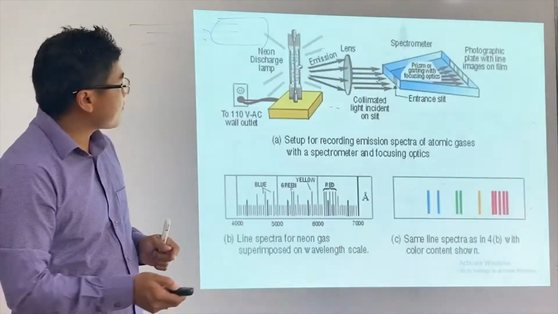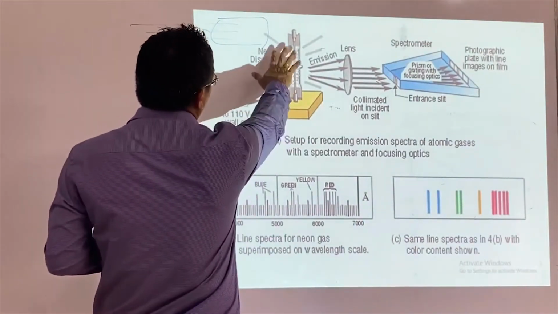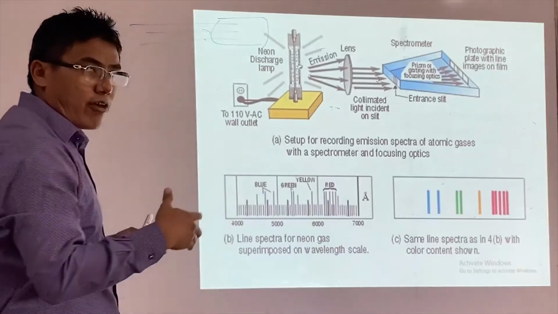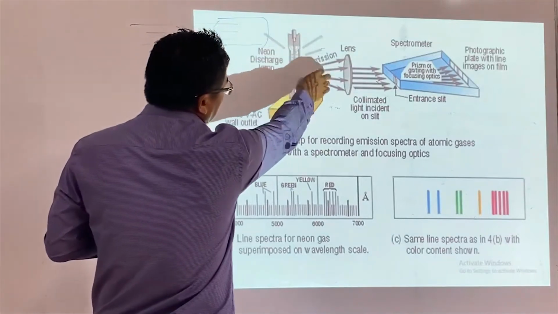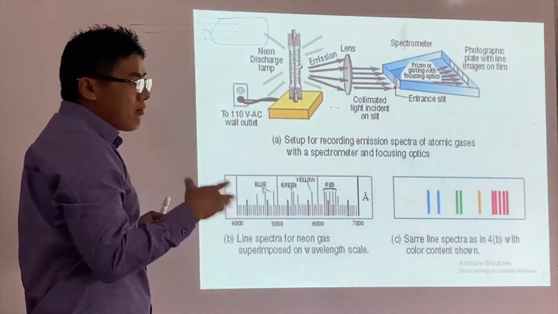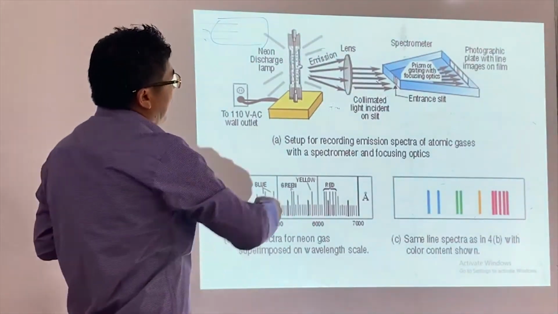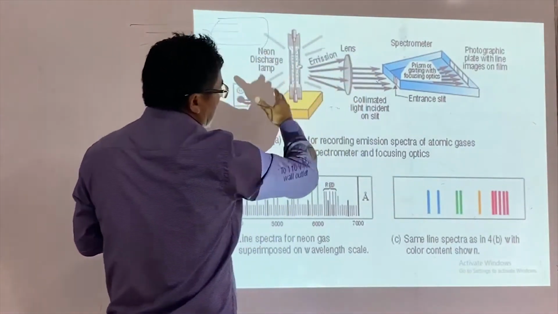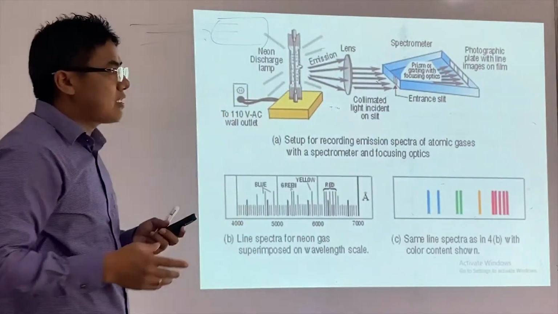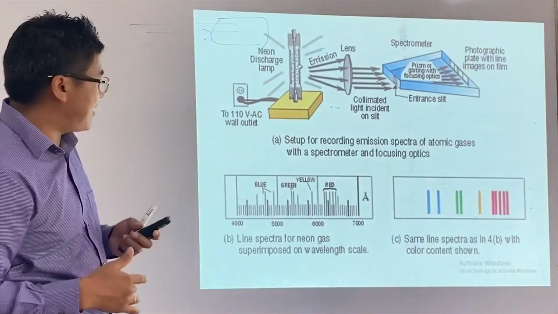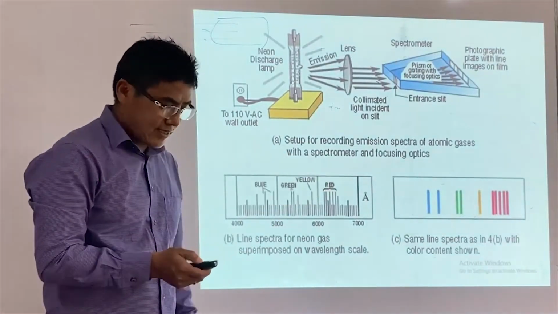This is how we do it. This is neon gas. Neon atoms are available, and I excite them by passing a current, and then emission takes place. This is the light we get from the neon atoms. I allow it to pass through a lens to collimate it and make it pass through our spectrometer, and then we see the different lines. These are some spectral lines.